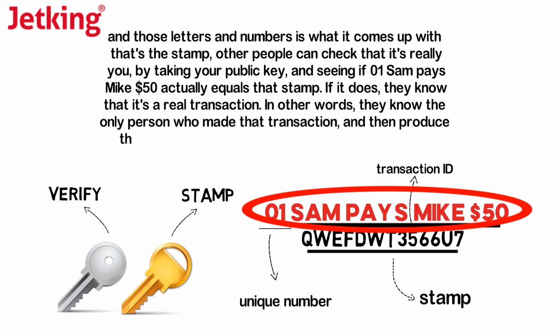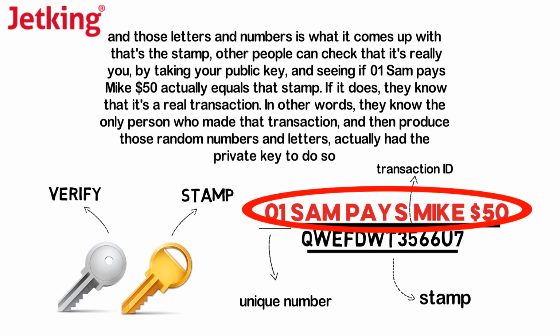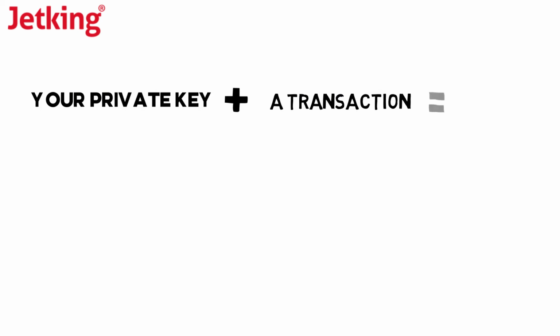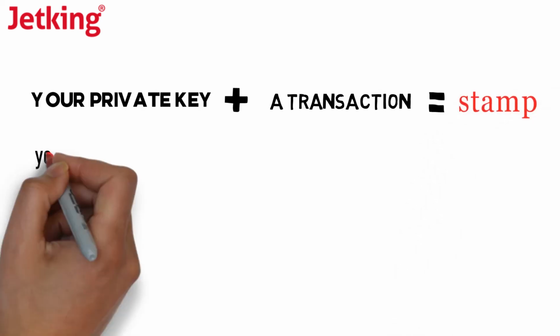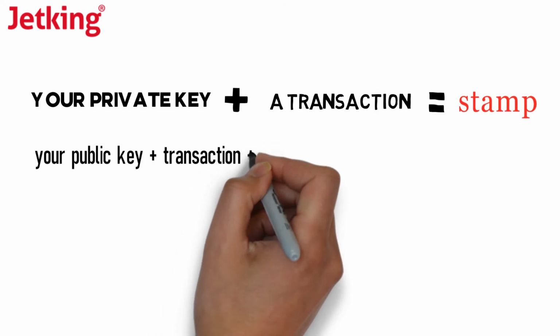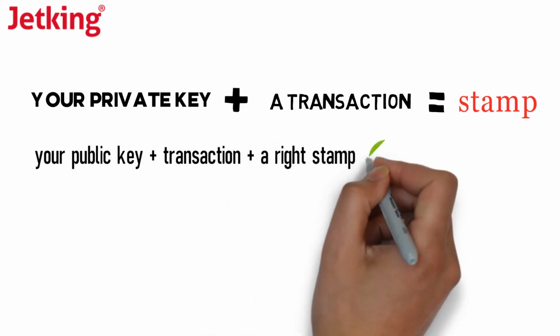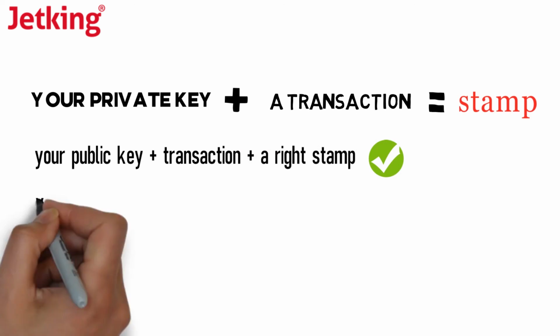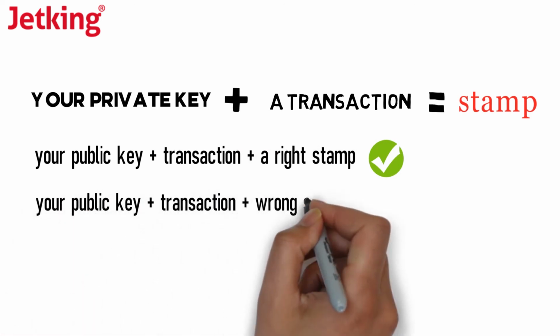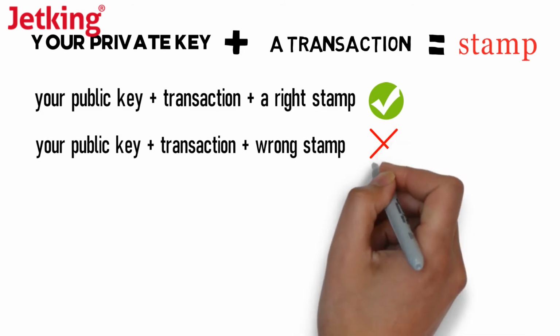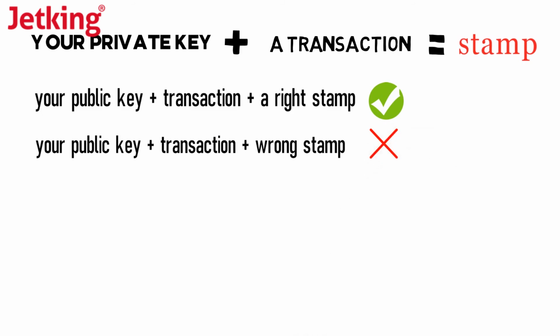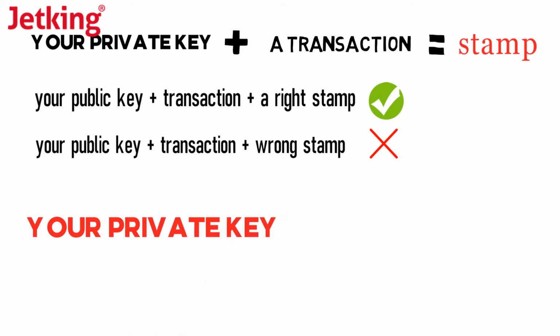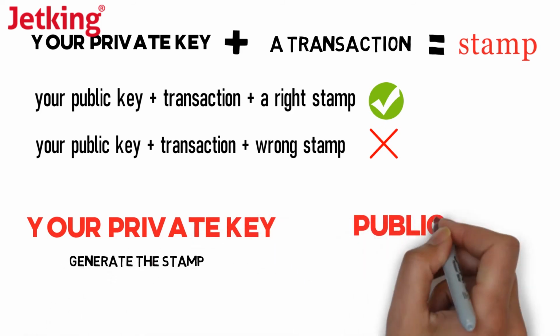In other words, they know the only person who made that transaction and then produced those random numbers and letters actually had the private key to do so. So think about it like this. Your private key plus any transaction you want to do equals a stamp at the end of the transaction. Then we can check it by doing this. Your public key plus the transaction plus the right stamp tells us that it's true, but your public key plus the same transaction plus the wrong stamp will tell us that it's false. So this video is getting pretty long, but you can think about it like this: your private key can generate the stamp, while the public key can only check the stamp.